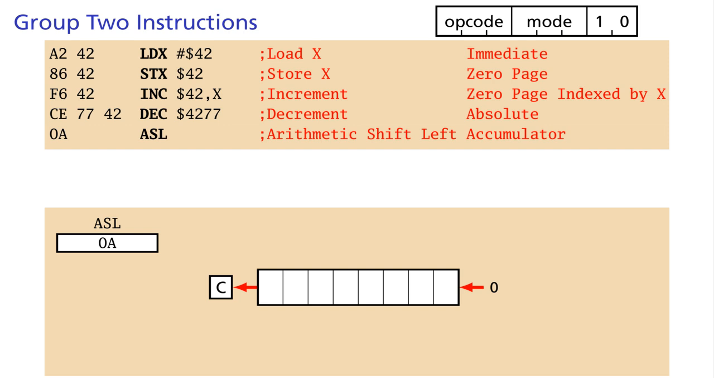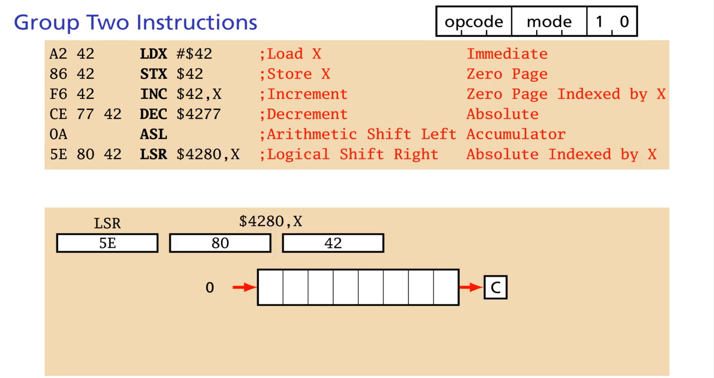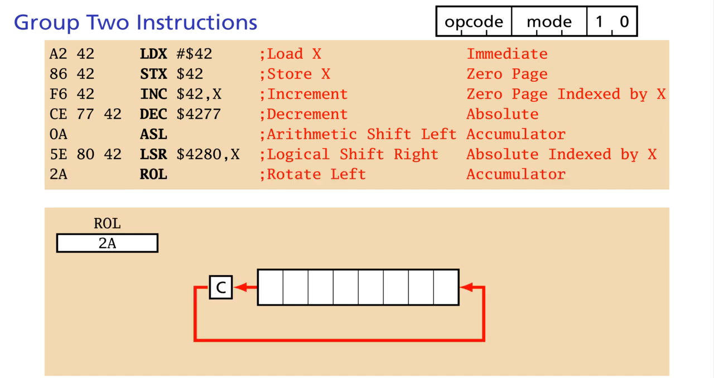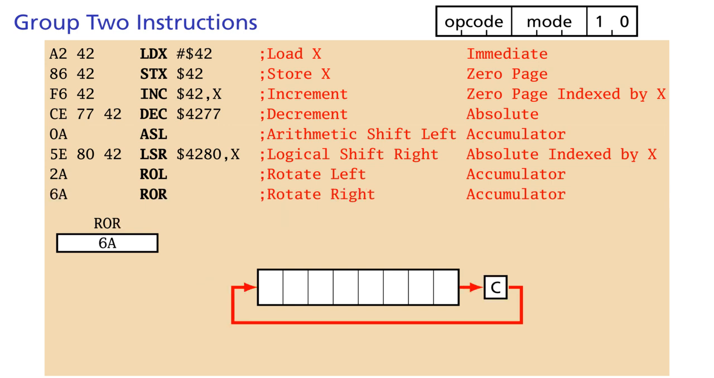ASL and other bit shifting instructions can also perform a read-modify-write operation on memory. LSR is logical shift right. It shifts the bits right by 1. The most significant bit becomes 0, and the least significant bit goes into the carry flag. This example illustrates a bit shift instruction used with a read-modify-write addressing mode. ROL is like ASL, but it takes the new LSB from the carry flag, enabling multi-byte shifting. ROR is like LSR, but it takes the new MSB from the carry flag.